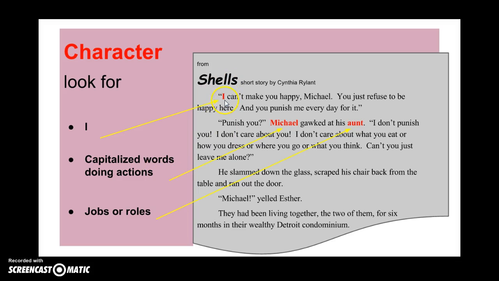Here's an I, so I highlight it in red. This is a capital M, so it looks like it could be a person. And it looks like this is doing something, so it must be a character, or could be a character.